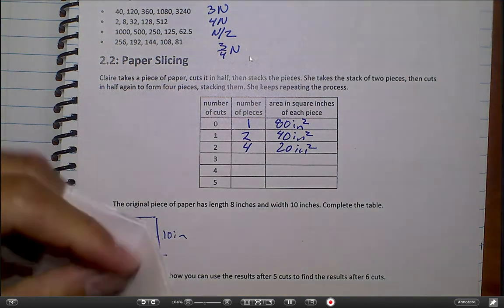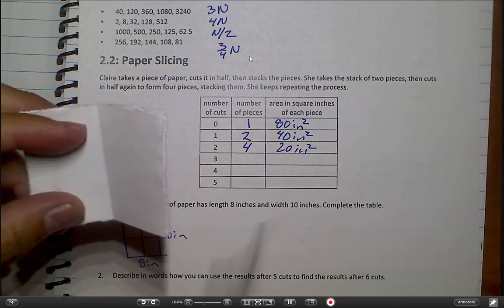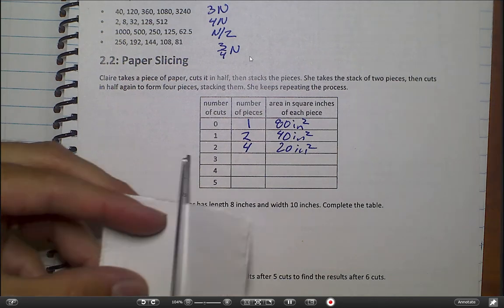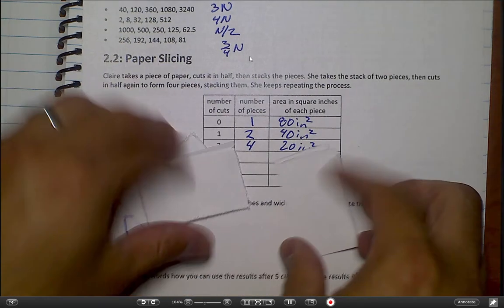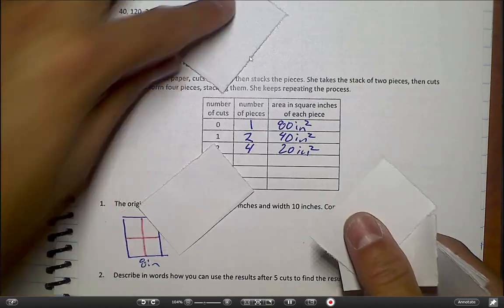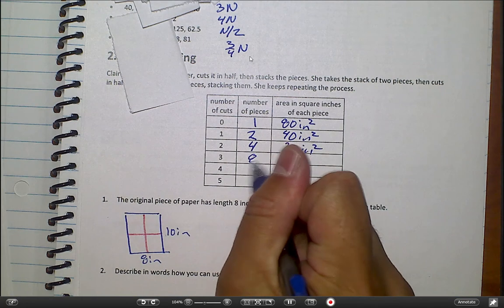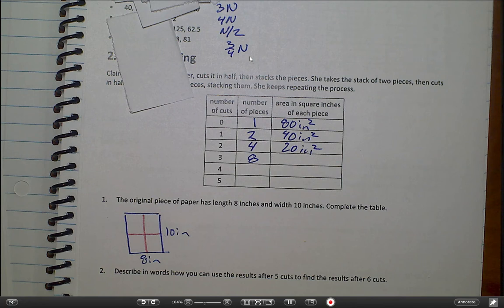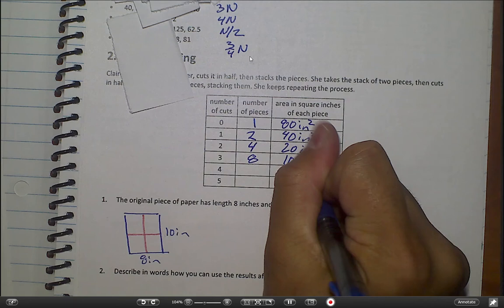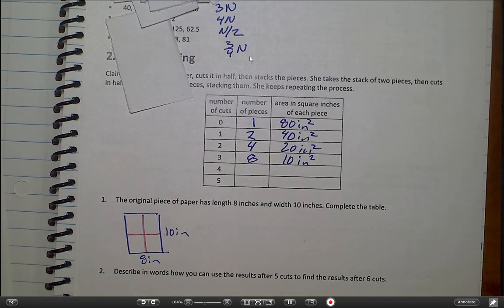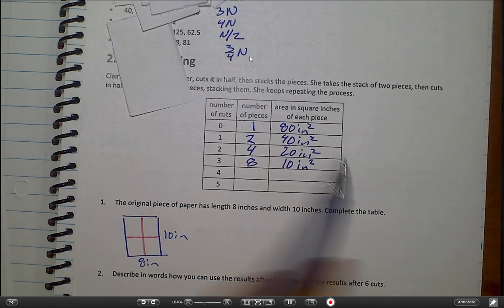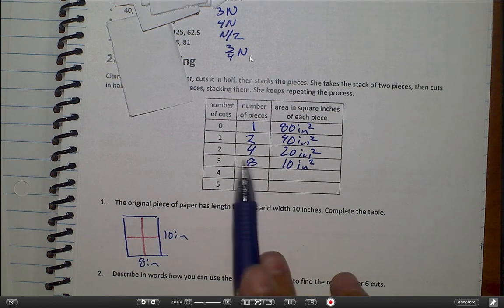How many pieces am I going to have there? 8. Because I took those ones right there. There we go. So I should have 8 now, right? So let me see. 1, 2, 3, 4, 5, 6, 7, 8. Good job. So it's going to be 8 pieces. Now, what is the area of each piece going to be? 10. Very good. 10 inches square. And now, again, if I do the total area, what's the total area have to come out to be? 80. Very good.